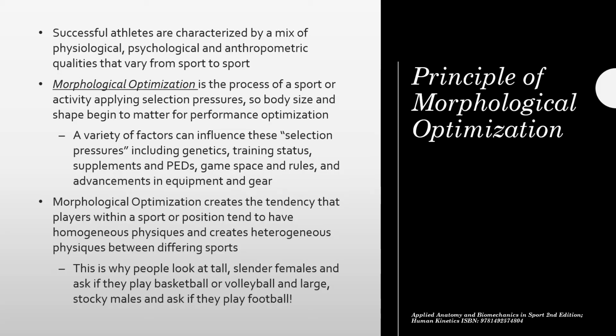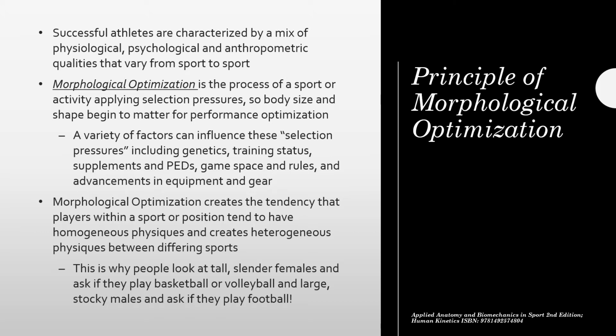So the reason we assess body size is because of something called the principle of morphological optimization. We know, just based off our previous two chapters of discussion, that successful athletes will be characterized by a mix of physiological, psychological, and anthropometric qualities. And these requirements are going to vary from sport to sport. So what it takes to be a very good football player is going to look different from what it takes to be a good gymnast, is going to look different from what it takes to be a good lacrosse player, a good swimmer. You get the idea. And the reason this happens is because of this principle of morphological optimization.